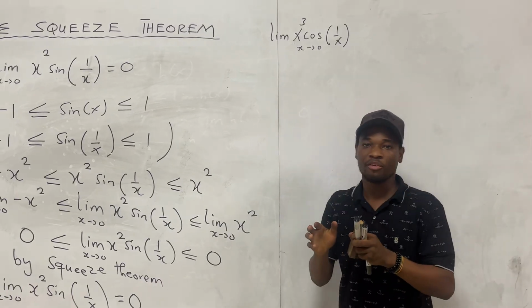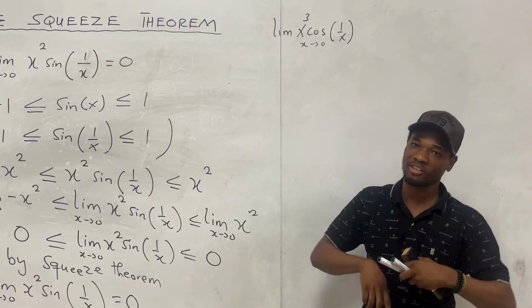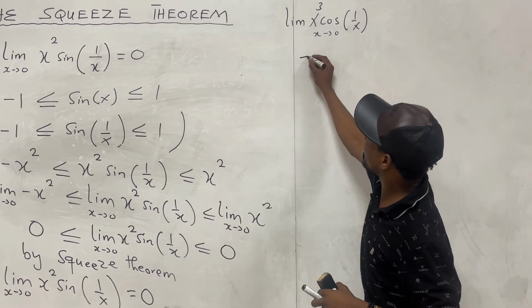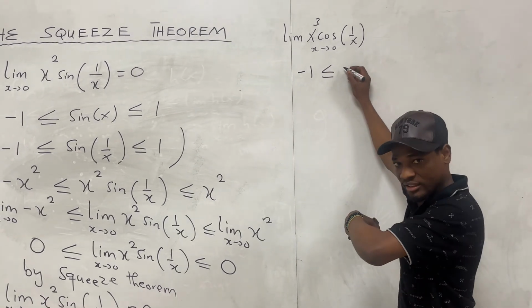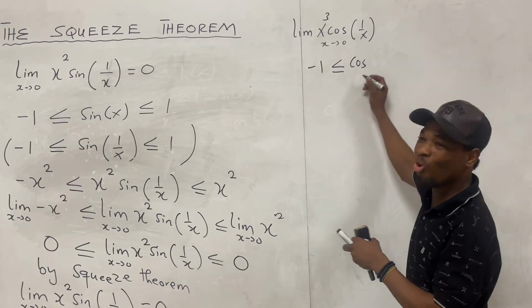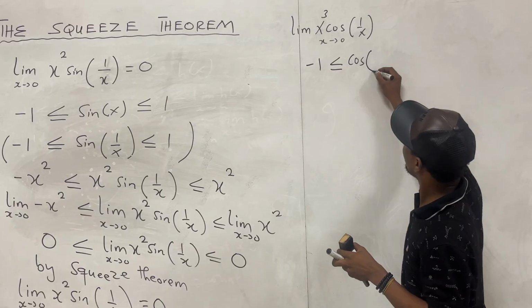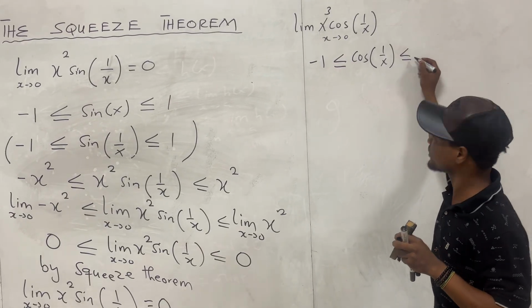The range for the sine function is the same for the cosine function. So we already know that negative 1 is less than or equal to cos x. But here we have cos 1 over x, which is less than or equal to 1.